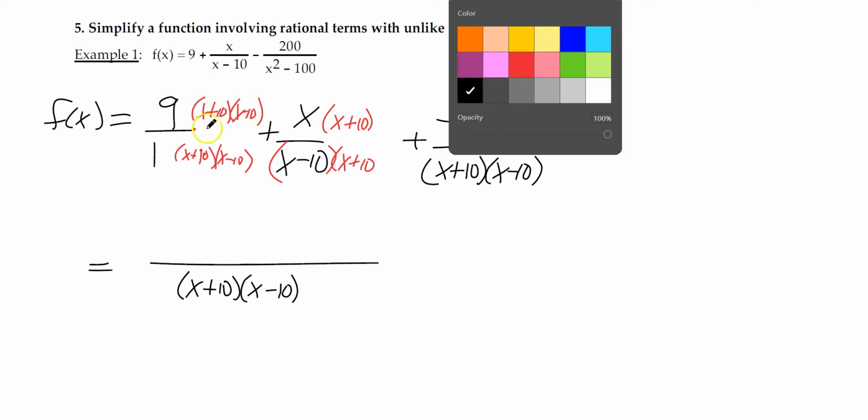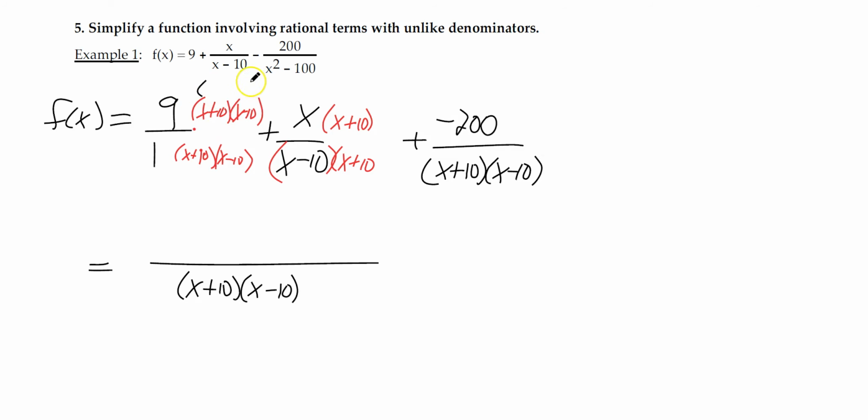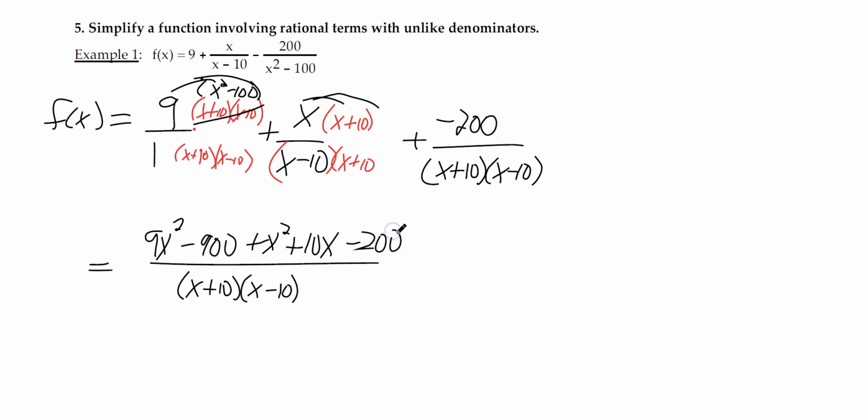So this is going to take some steps to distribute. I want to do them right here. I know that's x squared minus 100. So now I can distribute the 9 through, getting 9x squared minus 900, plus x squared plus 10x minus 200. Okay? So this is 9x squared plus x squared, 10x squared plus 10x minus 1100 over our x plus 10 and our x minus 10.